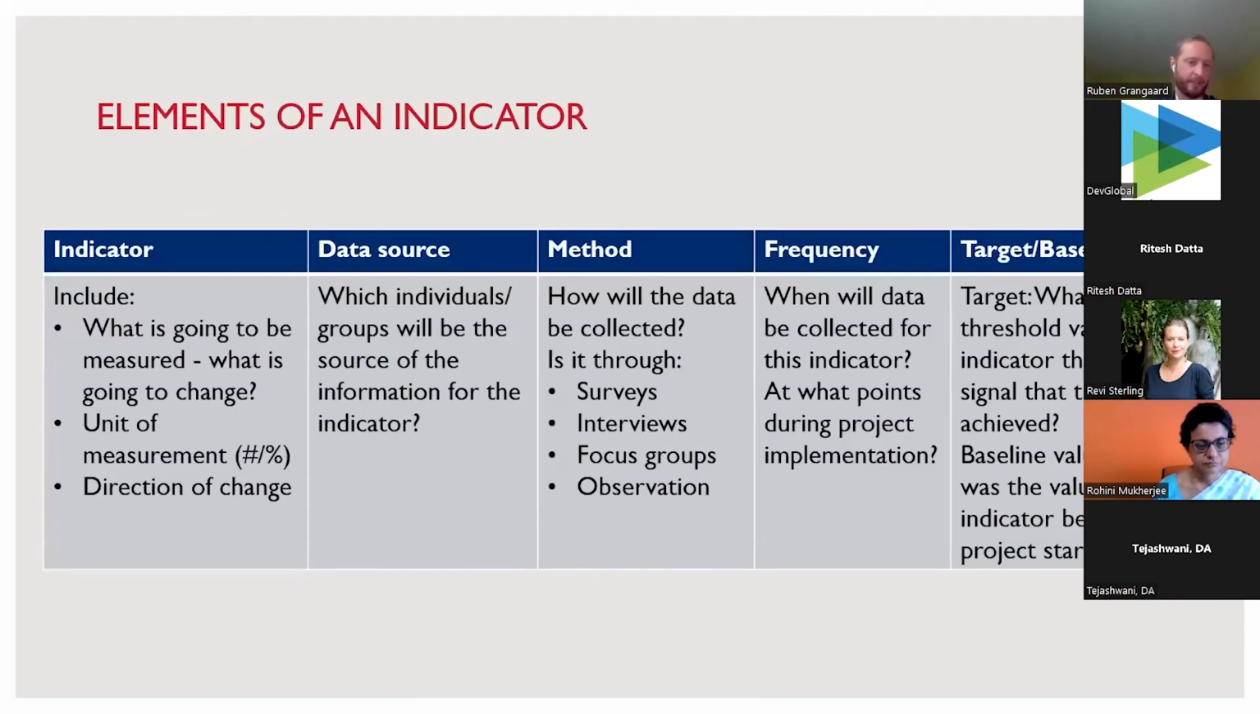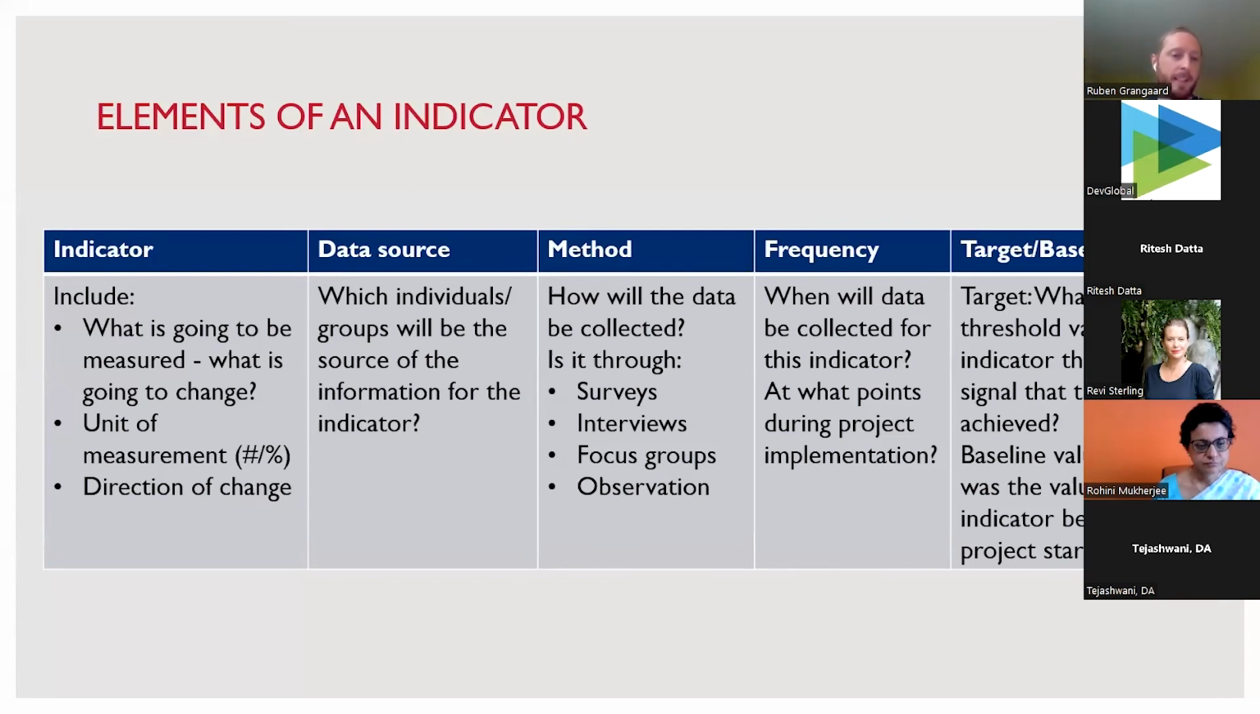So what are the elements of an indicator? This is a table, something that you're going to see when you are putting together a MEL plan for USAID, for example. The columns might be slightly different. There might be some other things that are being asked about. But in general terms, these are the elements that you need to include in your MEL plan. So you need to put in indicator language, right? And that should include what is going to be measured, what is going to change, the unit of measurement, is it a number, is it a percentage, and the direction of change, is it an increase, a decrease, etc.